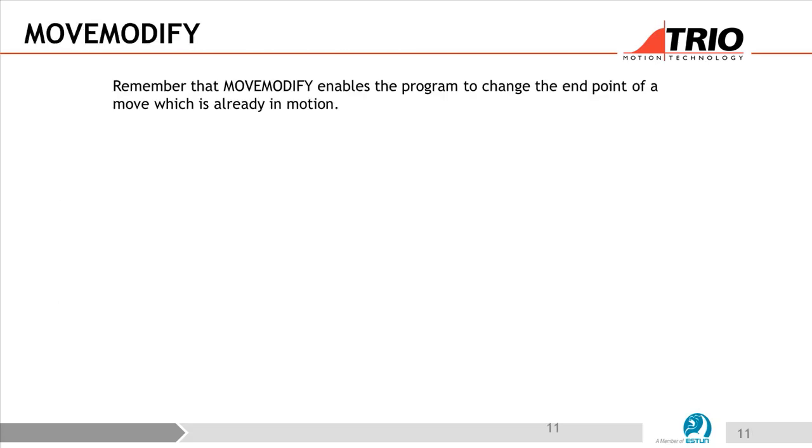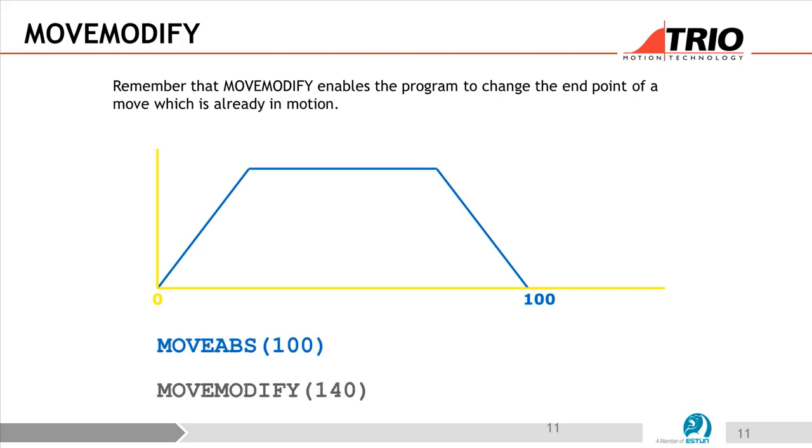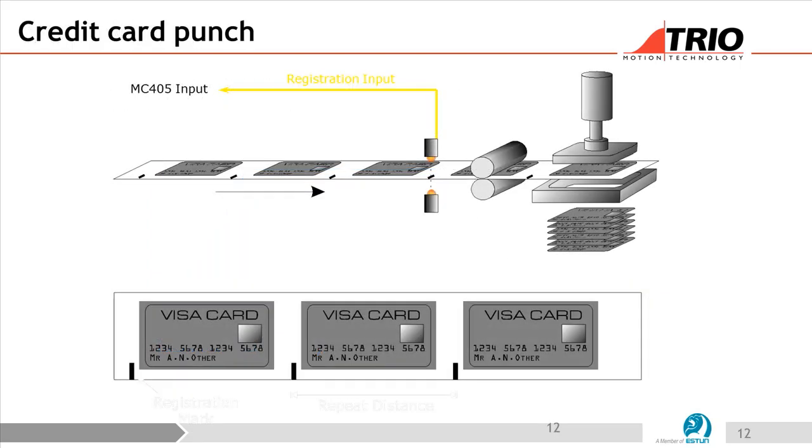Okay, so do you remember yesterday we looked at move modify very briefly? So that can also be used for registration. So we started a move, in this case move abs 100, and then the move modify, when we add it in, we can move up to a different end position. So we can use that alongside registration to say a move stop situation here where we're moving cards underneath a punch. Synchronized with the punch going up and down.